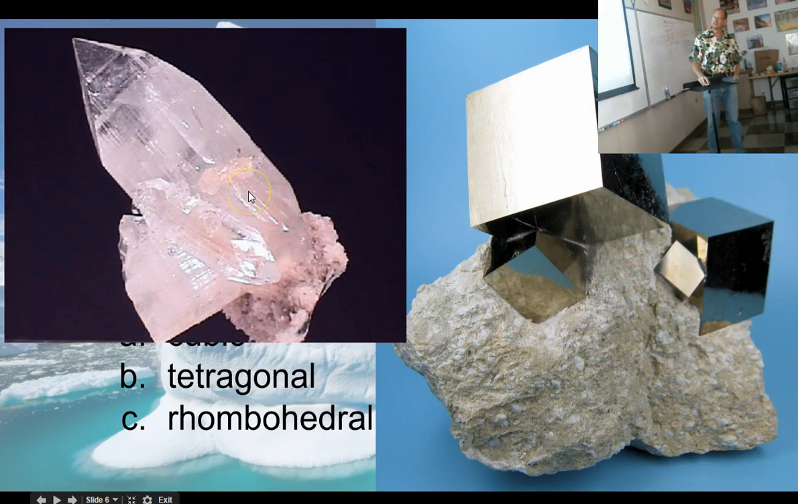Obviously, this is a tetragonal, where it starts to look cubic, but then the end is pointy. And as it grows, it'll grow flat out this way and pointy out this way. And so these crystals will keep their same shape as they grow.